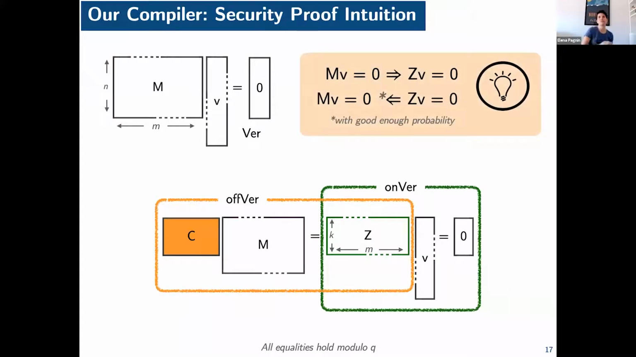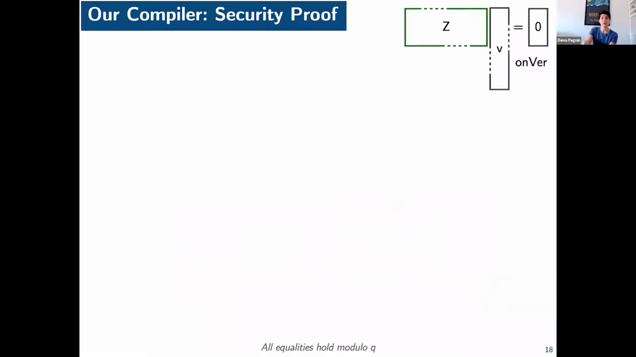So we have the following observation. Because Z is obtained from M, whenever MV is 0, also ZV is 0. Because Z is nothing else than a random combination of M. So if M is 0 against V, then ZV must also be 0. And the intuition about the security is that the implication holds also the other way with high enough probability. And this high enough probability is what we are checking now.